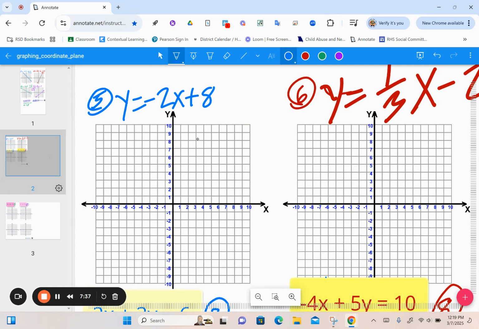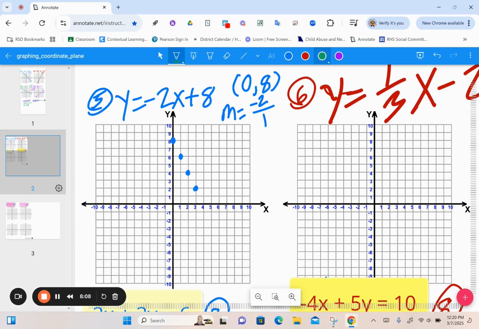Here I got negative 2x plus 8. So I got 0, 8, and then my slope, negative 2 over positive 1. I always put the negative sign with the top number. So go up to 8. Now go down 2, right 1. Down 2, right 1. Down 2, right 1.